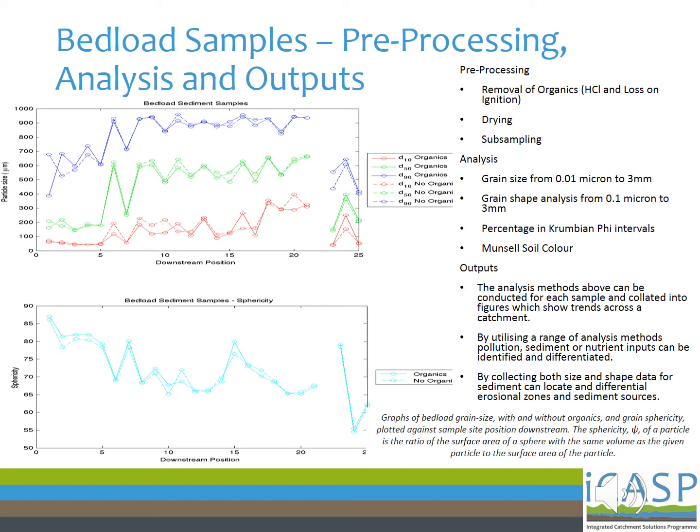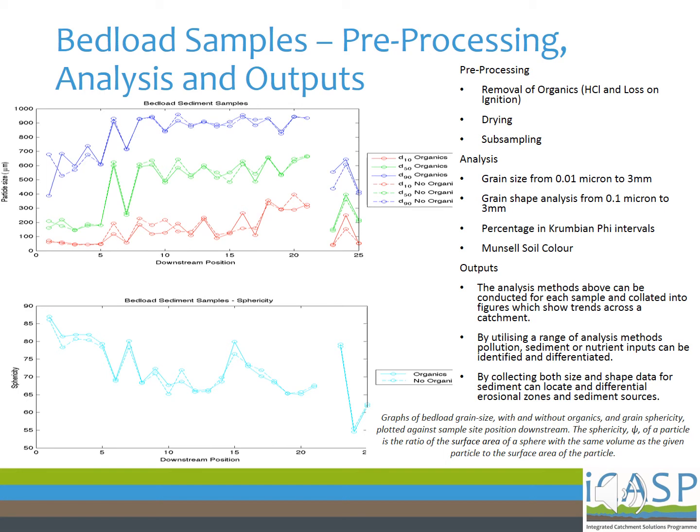For the analysis, we can compare grain size and shape, put these into Krumbein phi scale categories from clay to cobbles using either grain size outputs or sieves depending on the sample, and use Munsell soil charts which show the type of soil present. By collecting both size and shape data for sediment, we can locate and differentiate erosional zones and sediment sources. The analysis methods above can be conducted for each sample and collated into figures which show trends across a catchment.